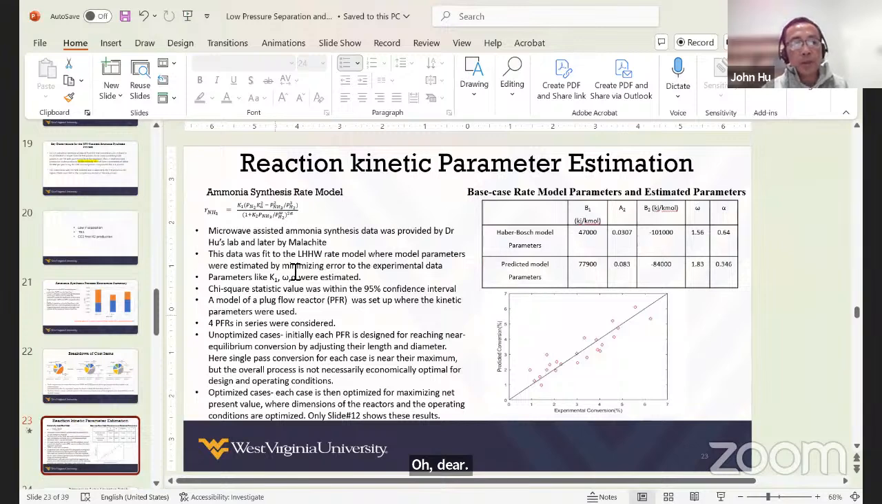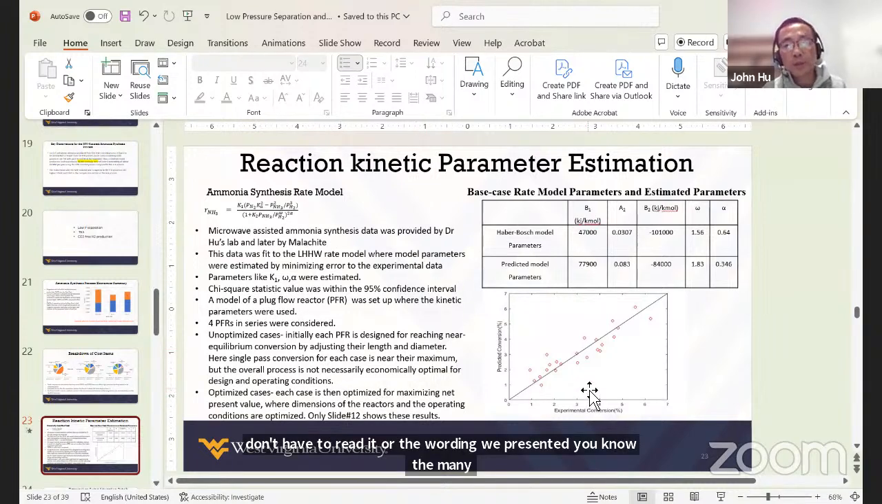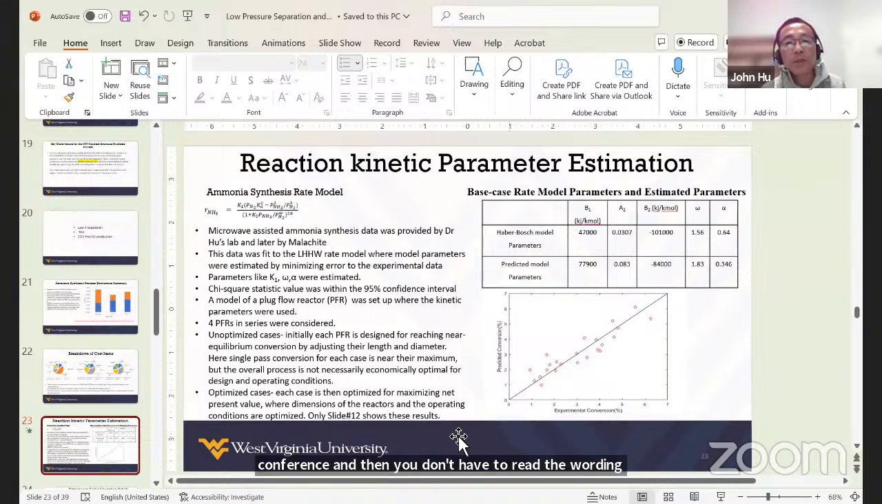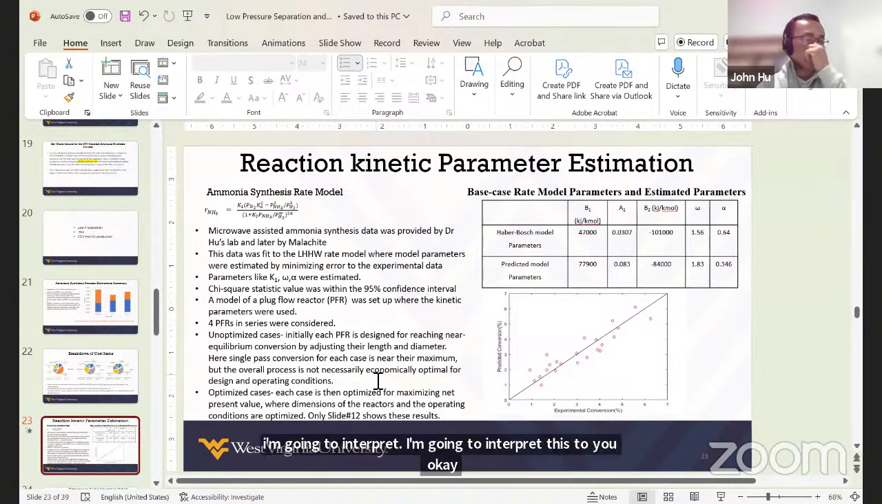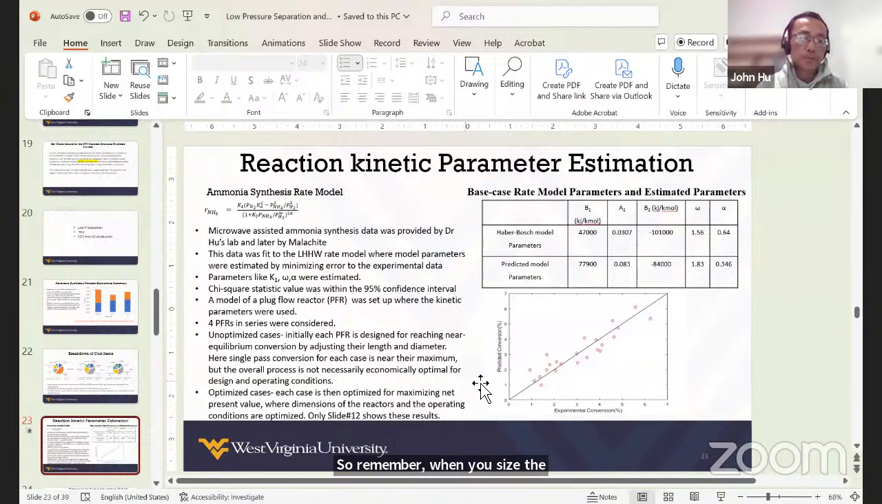Let me talk about this. You don't have to read this wording. We presented it in many conferences, and I'm going to interpret it for you. Remember when you size the reactor, you have laboratory data and specific activity. That means per hour, per gram of the catalyst, how much ammonia you can produce. So you use the data linearly and we scale up.